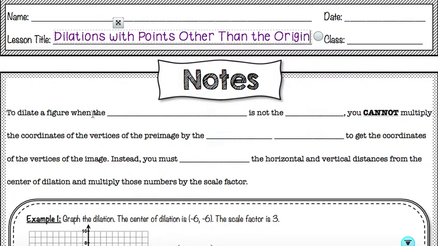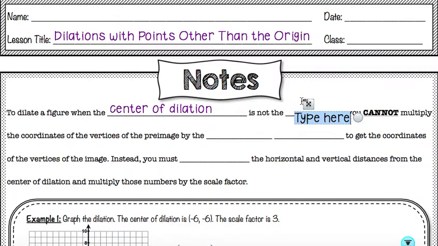The notes start with this sentence. To dilate a figure when the center of dilation is not the origin, in big black bold letters with underline, you cannot multiply the coordinates of the vertices of the pre-image by the scale factor to get the coordinates of the image.